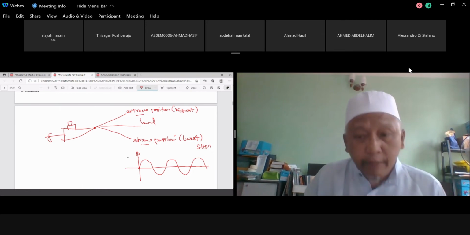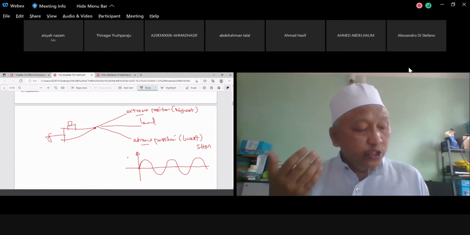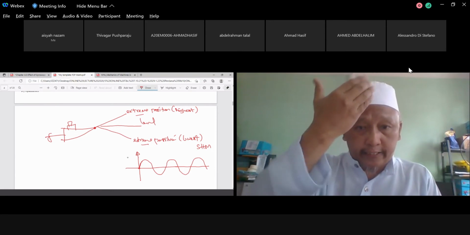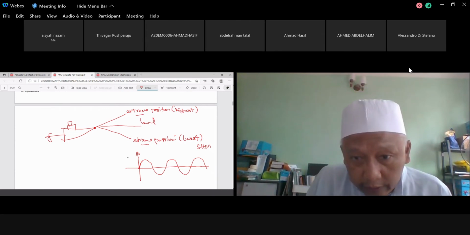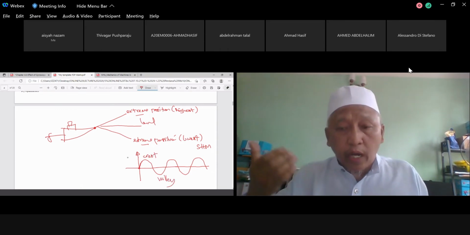So in the actual practical case, the ship will be hitting a wave and climb up to the highest crest, isn't it? Because waves have crest and valley. So this one is the crest, C-R-E-S-T. This one is the valley. Up to the highest point, or crest.